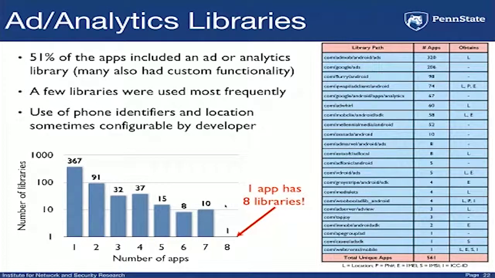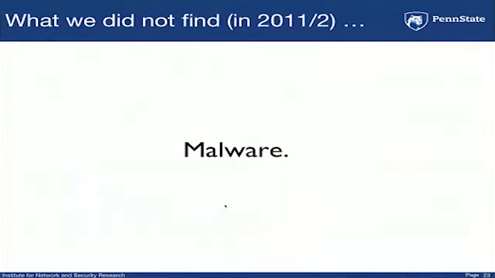What surprised us was the number of applications that had many different libraries. Basically, these libraries are ways for people who are developing applications to monetize their effort. And so, in some sense, of course, that's kosher. But now you have an application which was spraying, in one case, some information to eight different providers, which is perhaps a fairly serious violation of people's privacy.